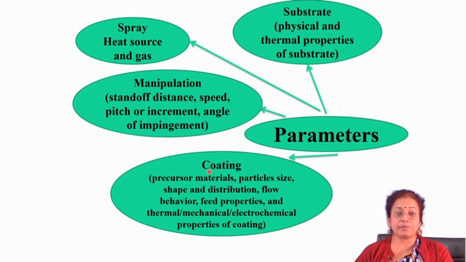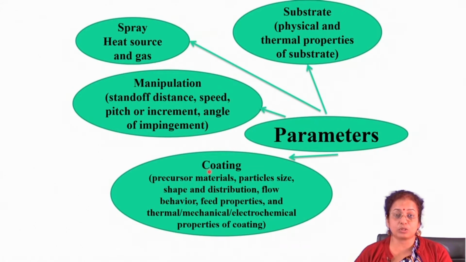or it is in the form of rod. So, what is the flowability of the particles, what are the thermal, mechanical or electrochemical properties of the material which you are using. These all parameters play a very important role in determining the quality of the coating. So, this is a coating which you are going to develop for a specific application. So, naturally which kind of material are you going to coat, it is to some extent known to you.